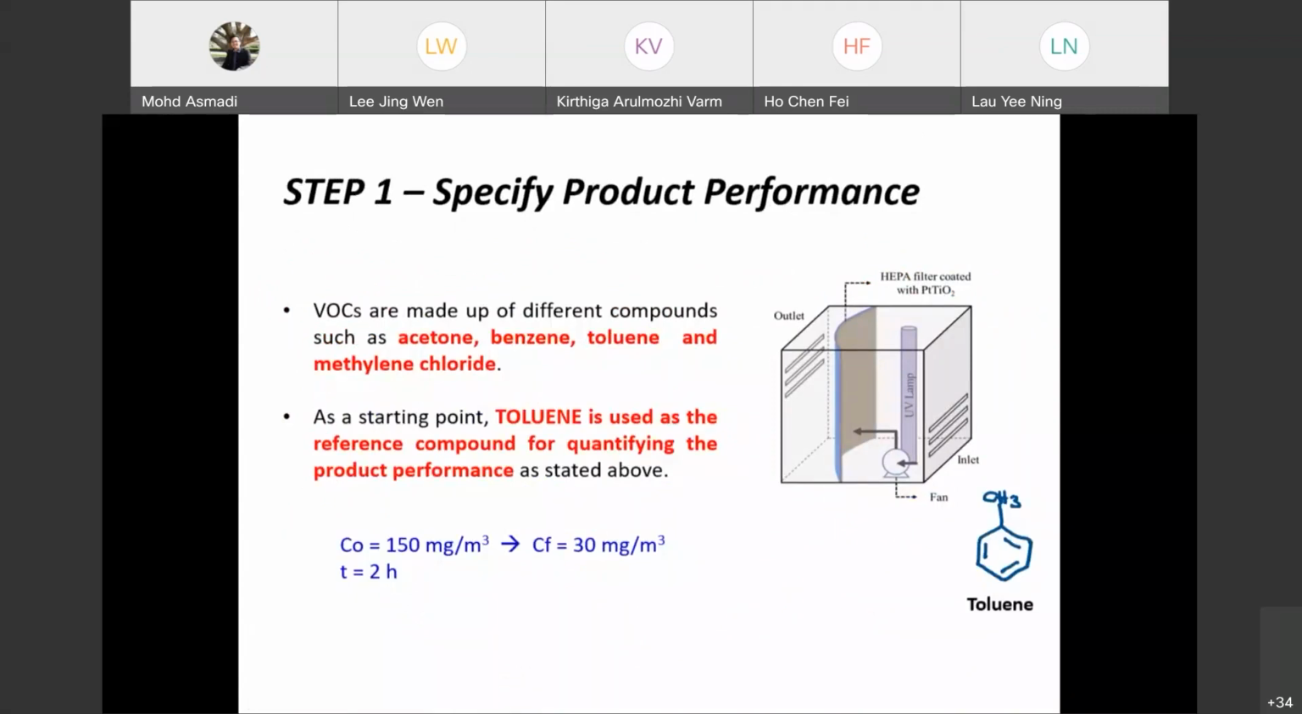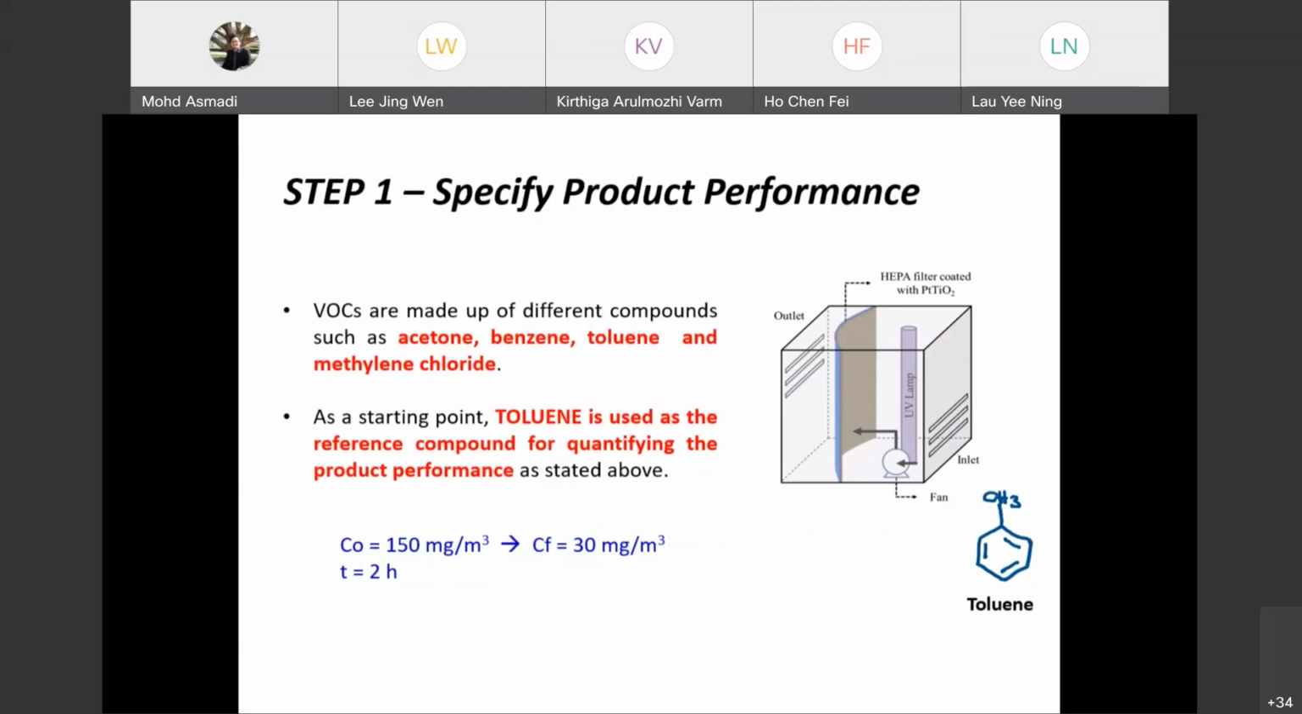But as a starting point we just choose one, maybe toluene or benzene, because even if you want to start your research lab, you have to use a model compound, not start with the mixture. After you design these devices, you can upgrade it by using other compounds, such as acetone and benzene. But for now we choose one model compound, toluene. So we absorb only toluene for this design, and after that you upgrade.